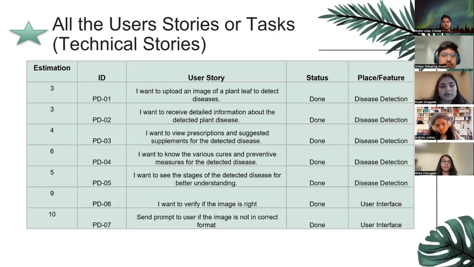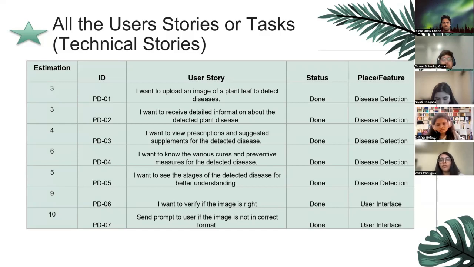Next, Ritika. So I'll be taking over from here. Here we have all the user stories or tasks that are to be done for the overall project. Here we see that we have 6 story points which have already been done for sprint 2.